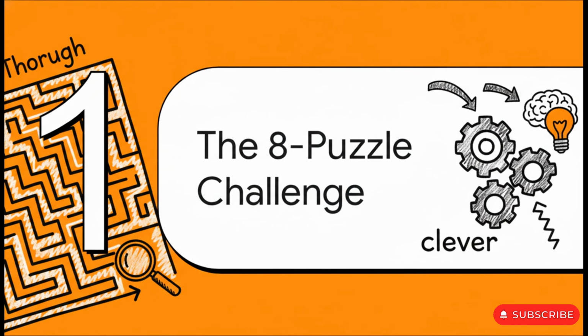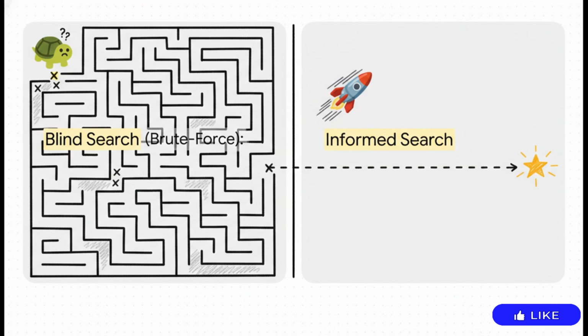To find that efficient path, we first need to get our heads around the 2 basic ways a computer can attack a problem like this. And really, it all boils down to a fundamental choice. Do you want to be thorough, or do you want to be clever? And this slide lays it out perfectly. On one side, you've got what's called a blind or brute force search. Think of it like trying to find your keys in a dark room by feeling every single surface. You'll find them eventually, for sure, but man, it's going to take a while.